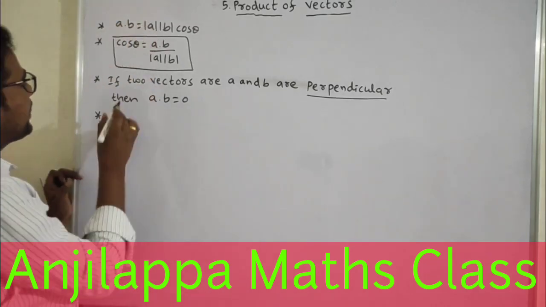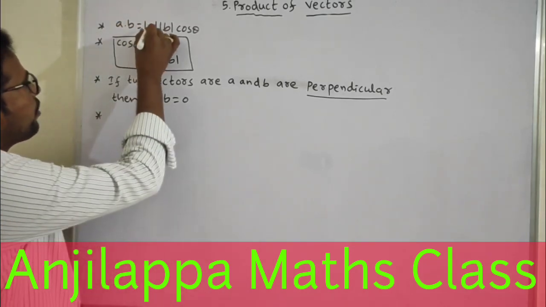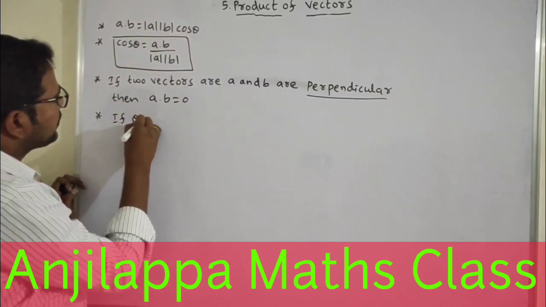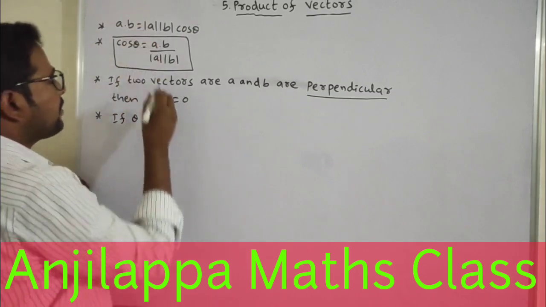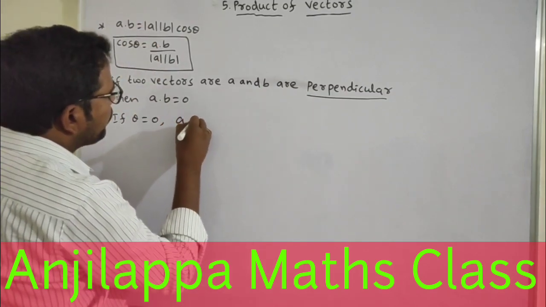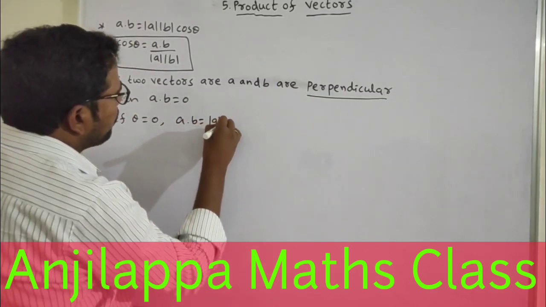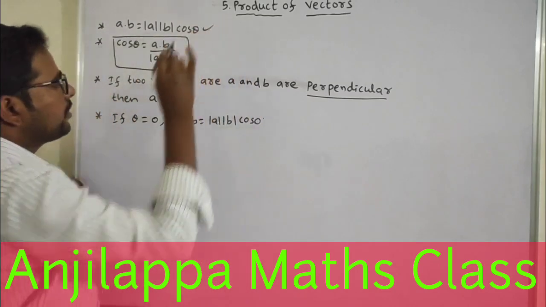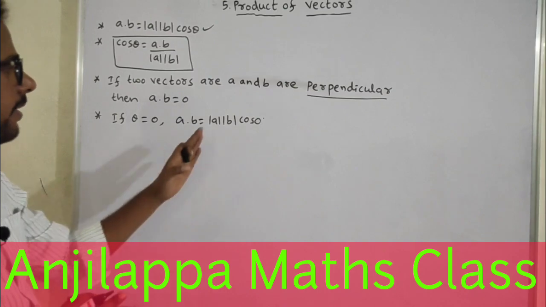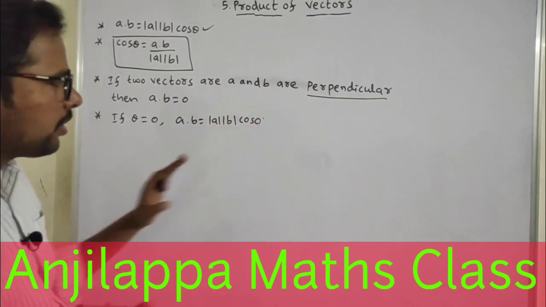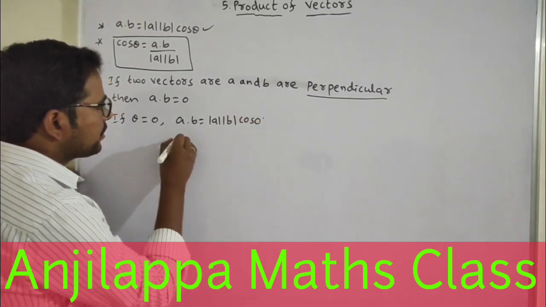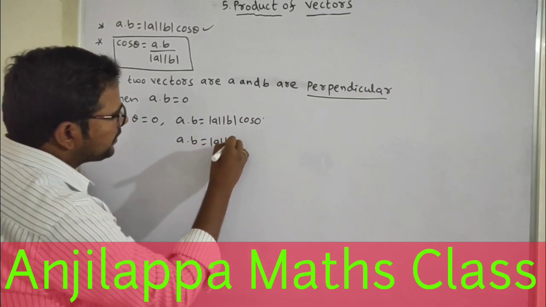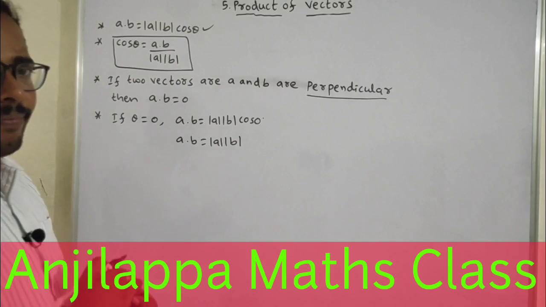So what is the given condition? A dot b equals mod a mod b cos theta. In that condition, if theta equals 0, what will happen? A dot b is equal to mod a mod b cos 0. Substituting in this condition, cos 0 degrees has value 1. So a dot b is equal to mod a mod b.